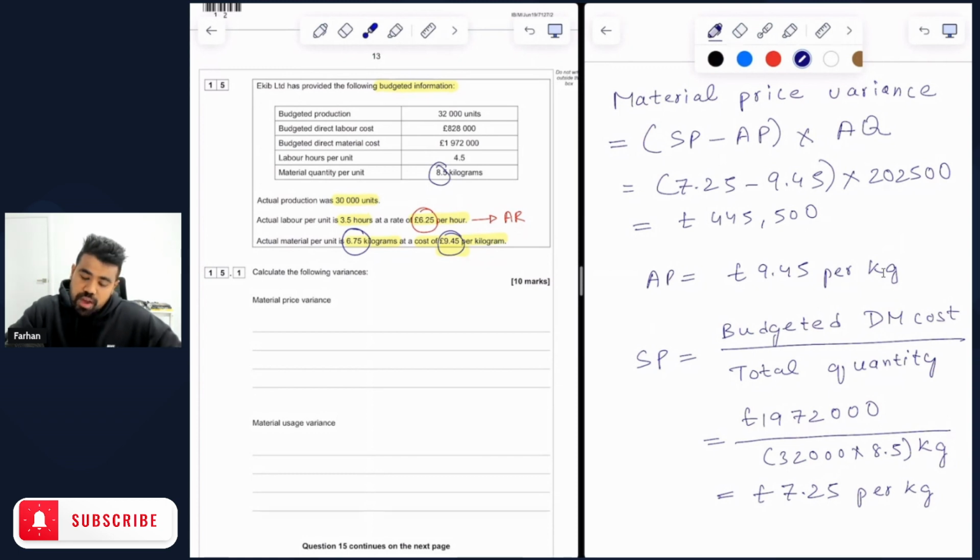How do we justify that? You can see the standard price for each kilogram of raw material was 7.25, but the actual price was 9.45. So if the actual cost went up, then that is an adverse effect for the business. That is why you could just write adverse next to it, because our actual cost in real life for raw materials was higher compared to the standard cost that we had set aside for raw materials.